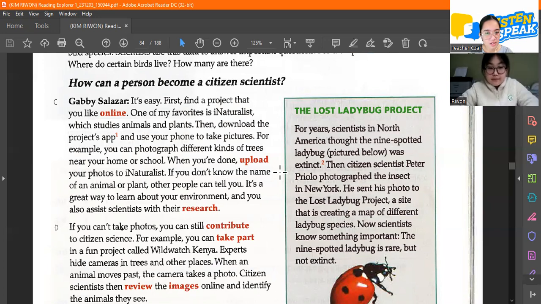Okay, very good. So a person can be a citizen scientist if they are curious about their environment. If you are curious about your environment, you will definitely join this kind of thing online, like in iNaturalist. You can take pictures and upload the plants or animals that you didn't know, and other people will help you or inform you about the things that you didn't know.